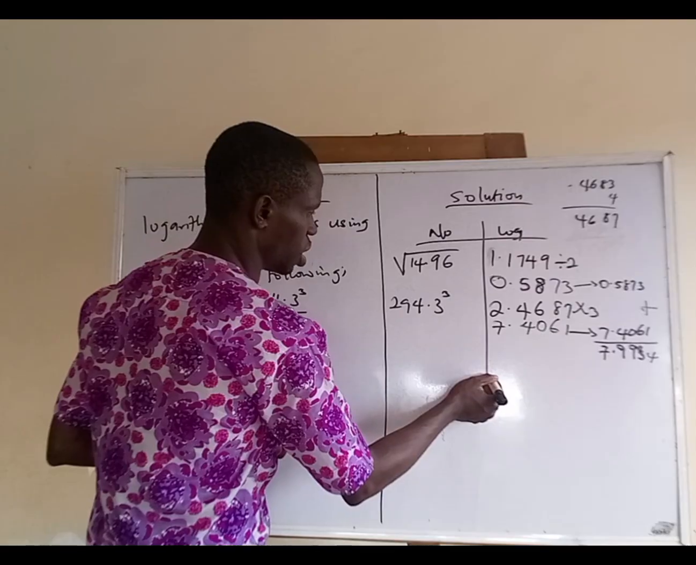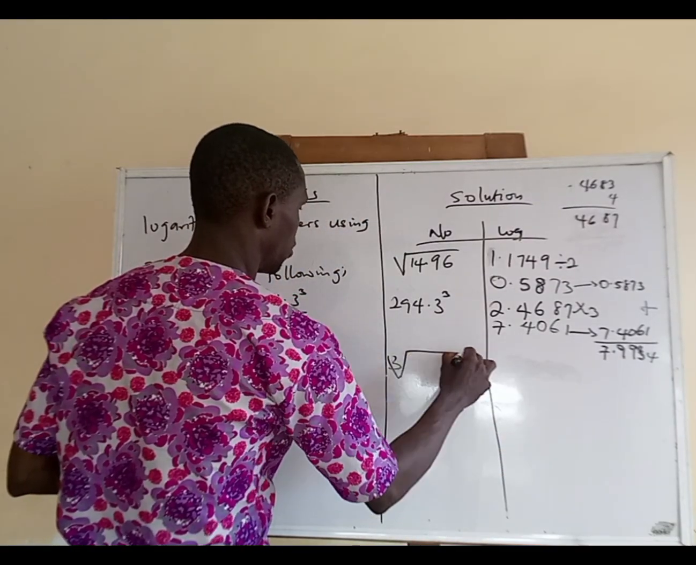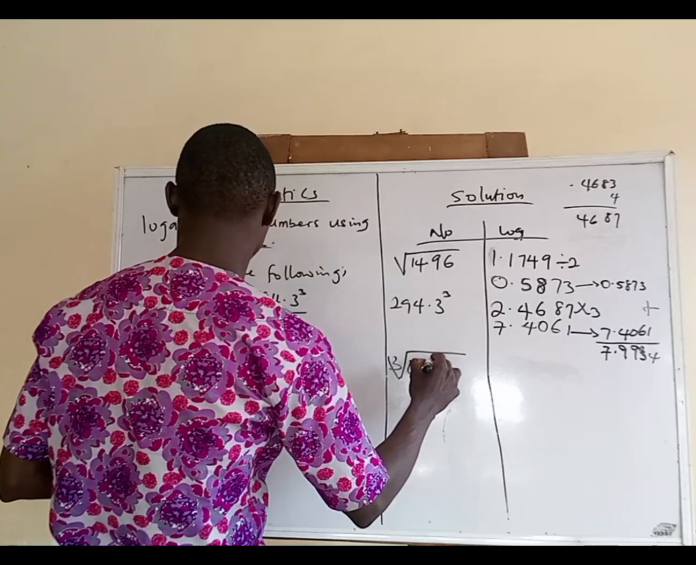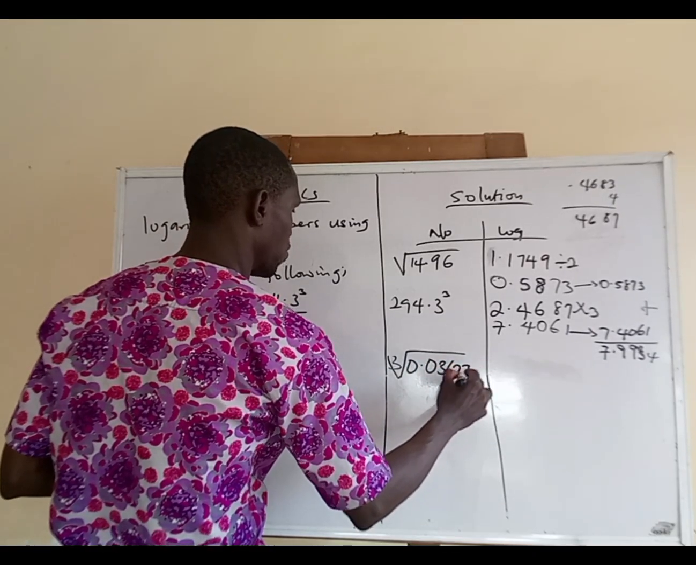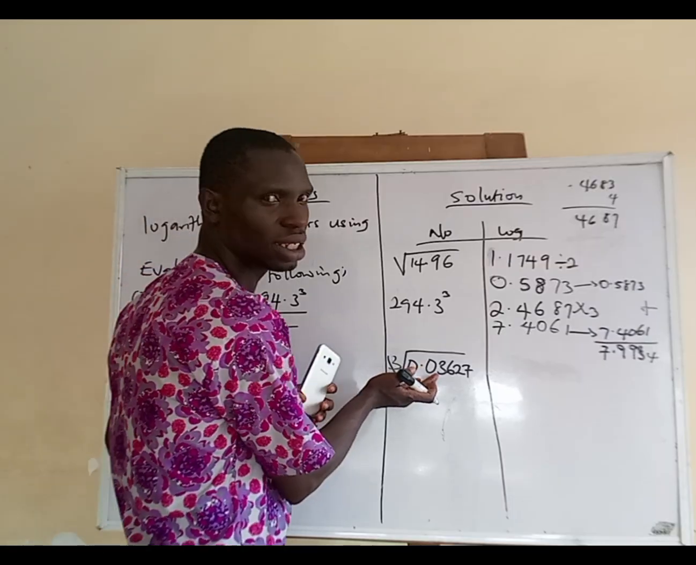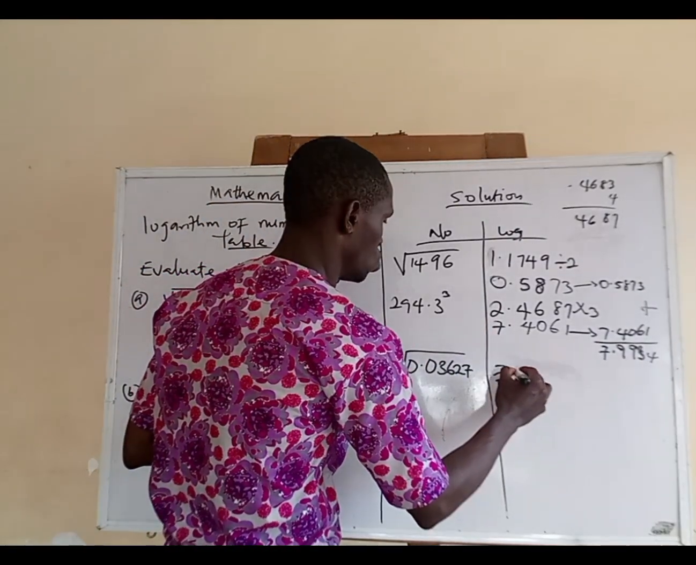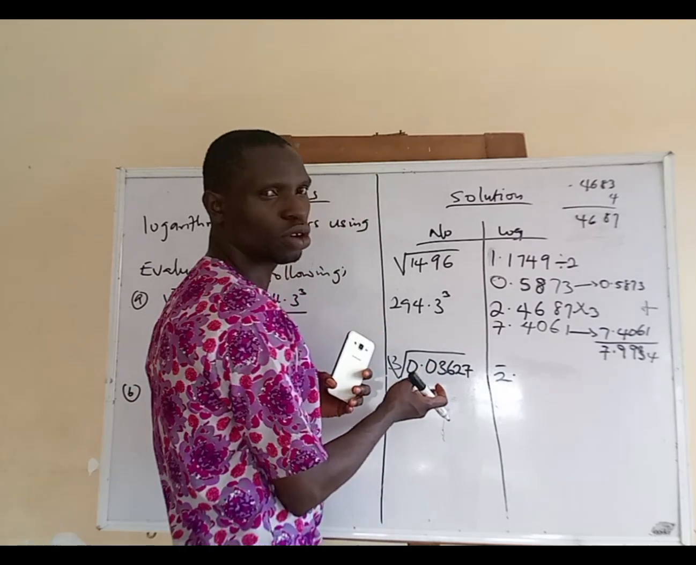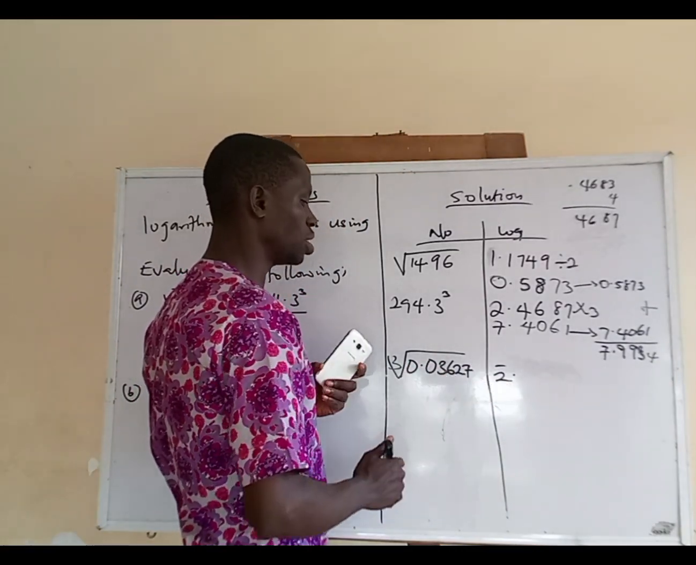Okay, so let's quickly take the denominator. What is the cube root of 0.03627? Of course, we said the integer is what? Bar 2, as you have 2 zeros before the non-zero number. You have 2 zeros before the non-zero number, and that makes it bar 2.